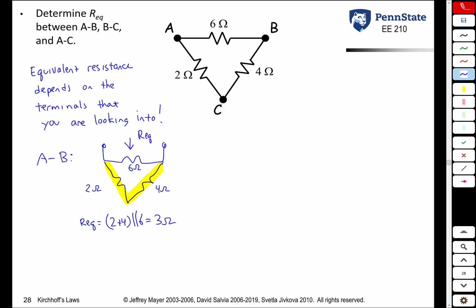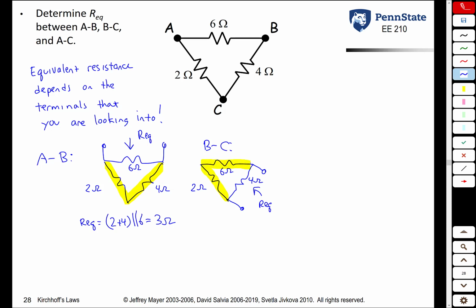Suppose someone else measures this resistance between terminals B and C. So they have the same 3 resistors, but they're measuring now R equivalent here. For this person, it is the 2 ohm and the 6 ohm resistor that are in series first, and then that series combination is in parallel with the 4 ohm. So the 2 is in series with the 6.